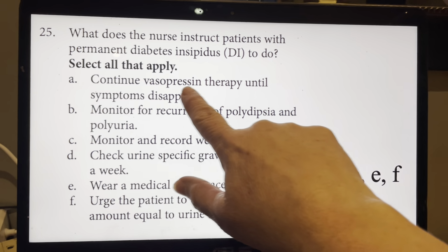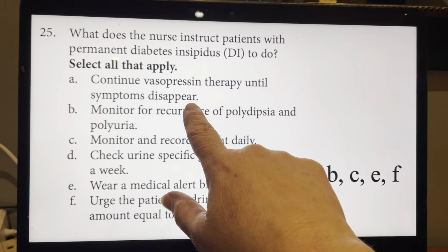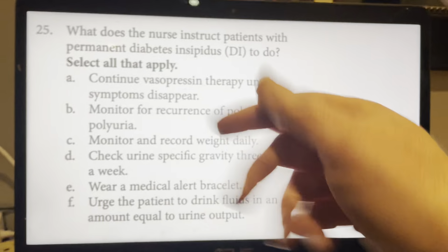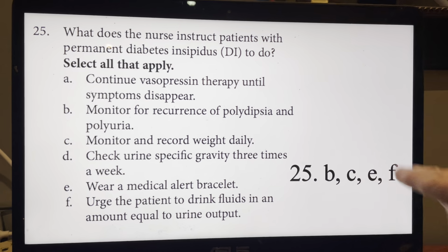And look, continue vasopressin until your symptoms disappear. They're not going to disappear. Ethel, shh, don't let her see that part.